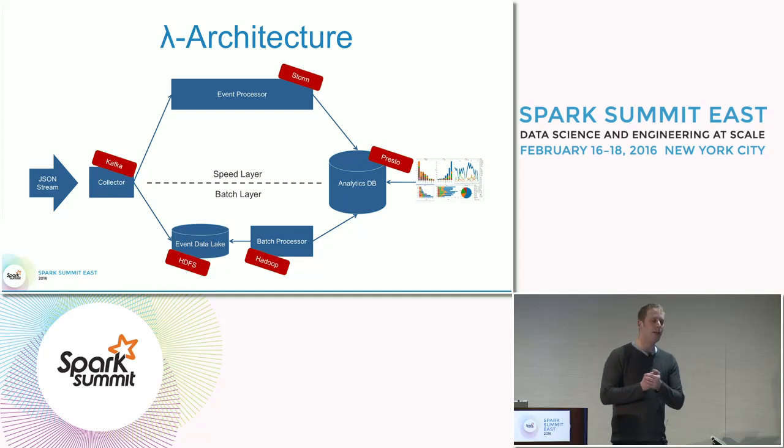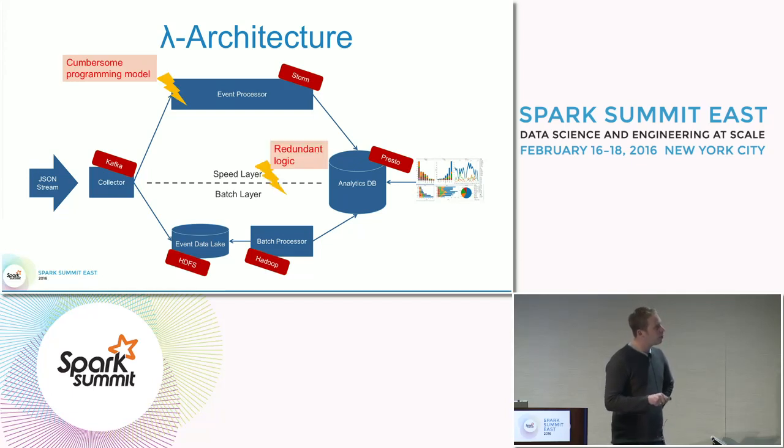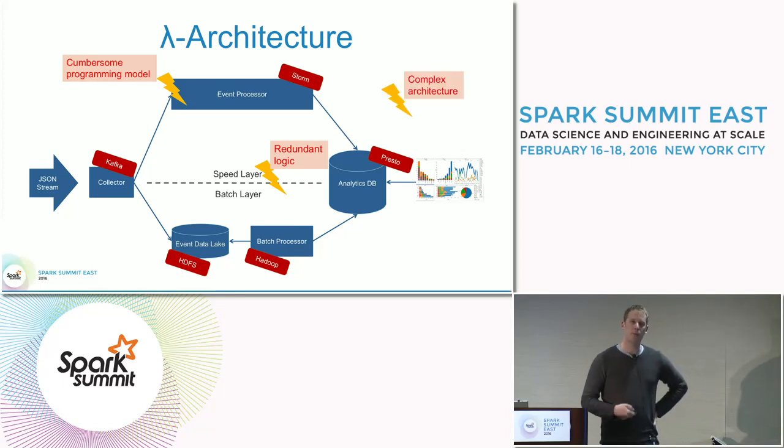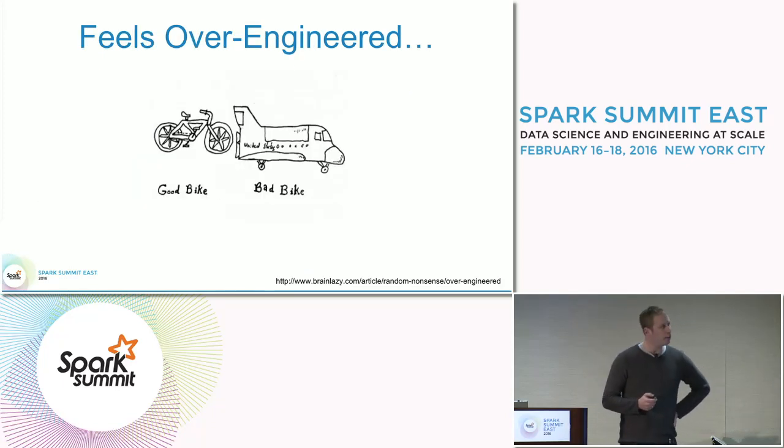So the next step could be a Lambda architecture, where you differentiate between a speed layer and a batch layer. And the speed layer is with Storm. You shift the stateful aggregations here to a batch layer based on Hadoop. So you have this separate database. The logic gets less complex here up there, but there are still problems. Still this cumbersome programming model. You have redundant logic between both layers, and it's overall complex to develop and to operate. So both Greek symbol architectures are feeling a little bit over-engineered.